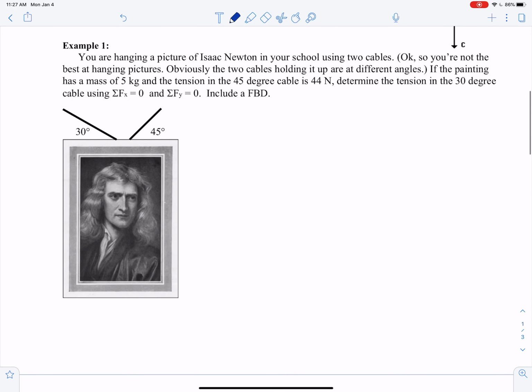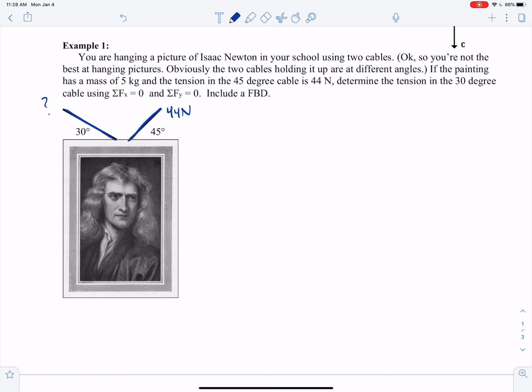Here we go. You are hanging a picture of Isaac Newton in your school using two cables. Here's the first cable and the second cable. You're not the best at hanging pictures. Obviously, the two cables holding it up are at different angles. If the painting has a mass of 5 kilograms and the tension in the 45-degree cable is 44 newtons, determine the tension in the 30-degree cable. So we want to know what this one is, using the idea that the sum of the forces in the x direction will have to be zero and the sum of the forces in the y direction will have to be zero. Include a free body diagram.